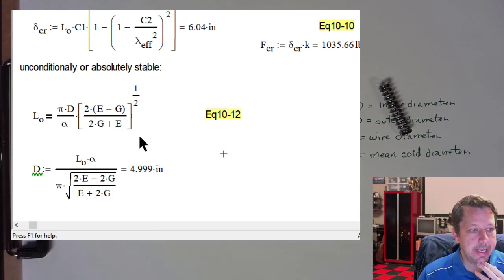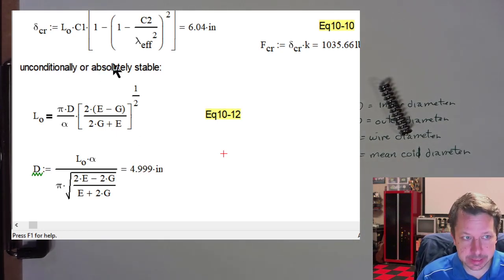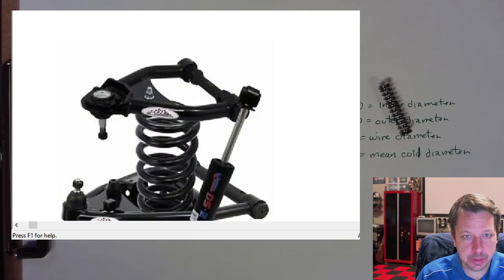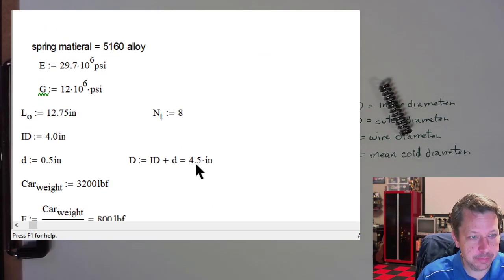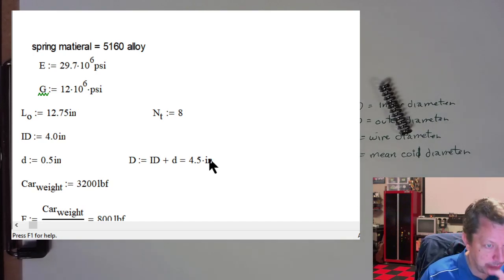Okay, and so I put it in MathCAD, and you need to pick one of these variables to solve for. So I'm going to say that I keep the free length the same and change the mean coil diameter. So this is solving equation 10-12 for mean coil diameter. It says that for it to be unconditionally stable, we would actually need a mean coil diameter of almost 5 inches. We started with a mean coil diameter of 4.5, so not far from where we're at, but we would have to increase this.